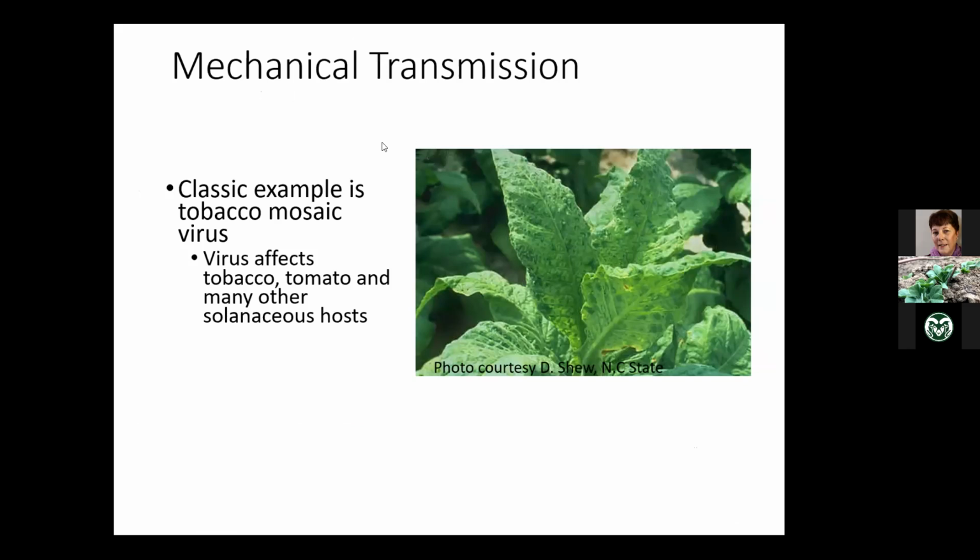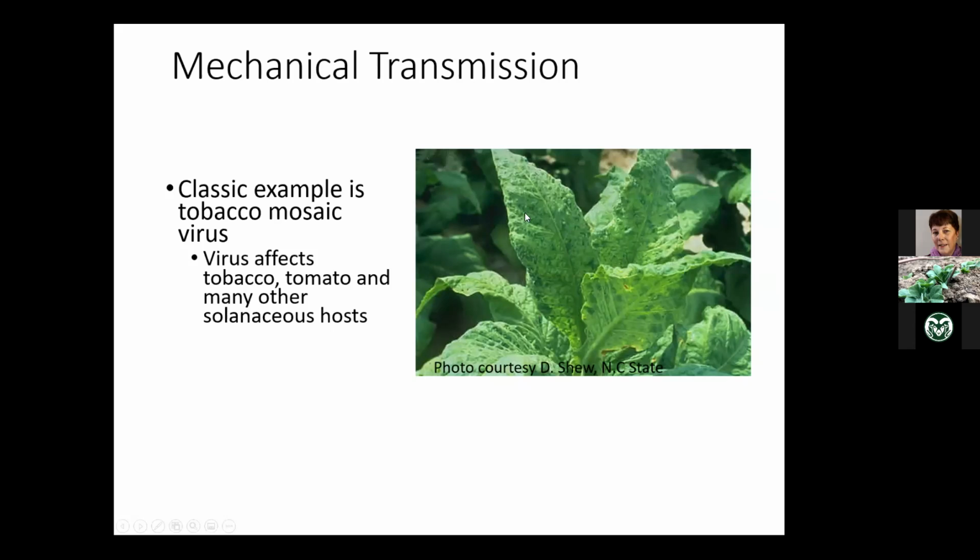For mechanical transmission of viruses, tobacco mosaic is the classic example. And this virus affects a lot of other solanaceous hosts. So we have 100 plus, 200 plus host plants for tobacco mosaic virus.